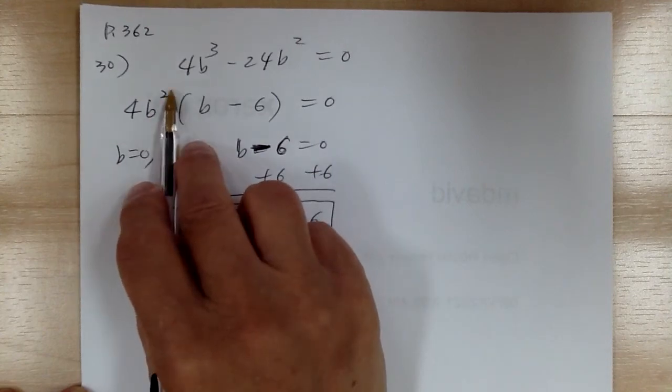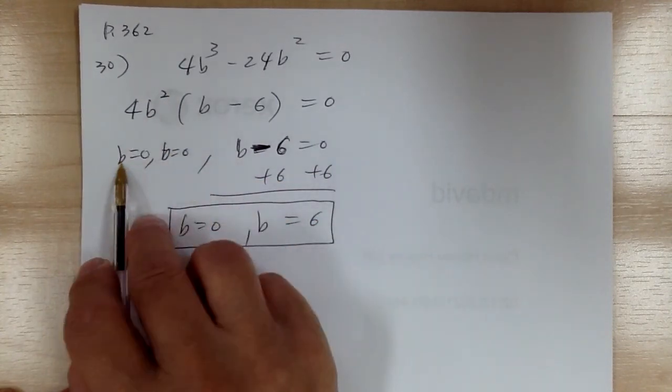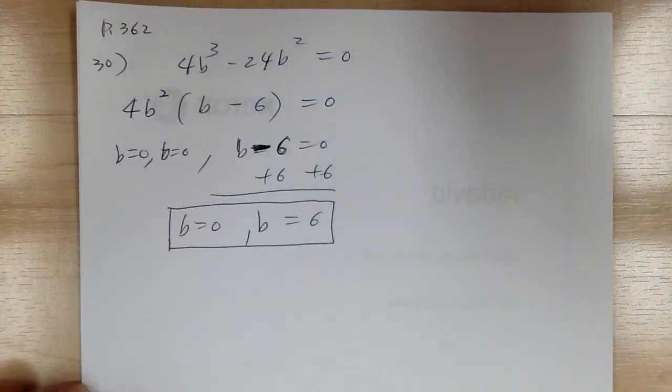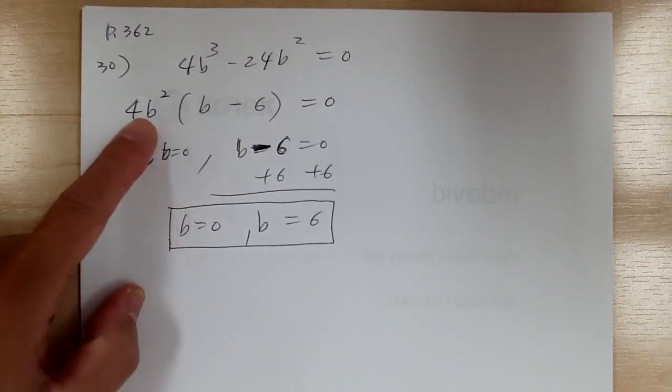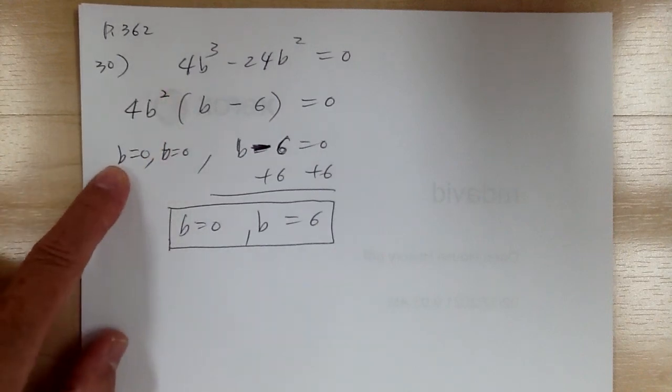So again, b squared means b times b. So you just set each b equal to 0, set next b equal to 0. But you don't have to do this. I'm just doing it to show you so you can follow. So when you have a higher power, you just set one of them equal to 0, and that's it.